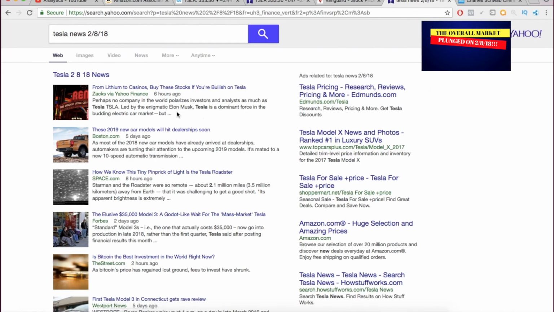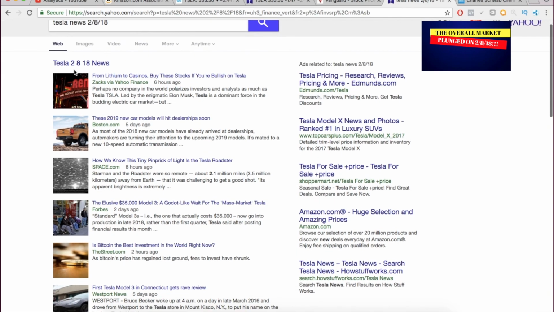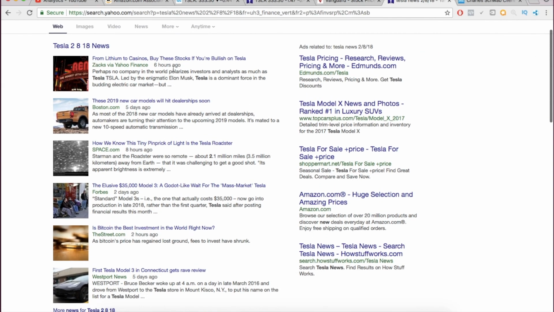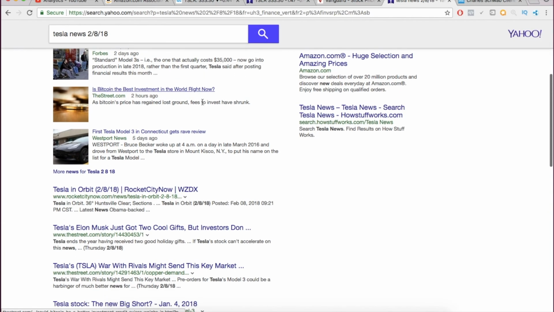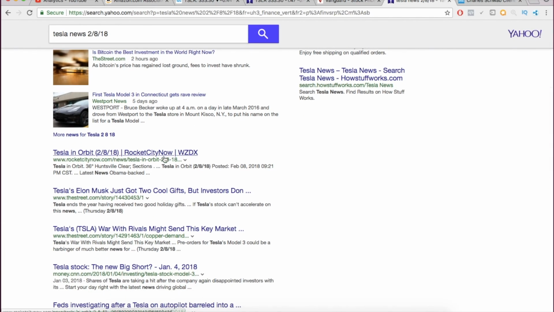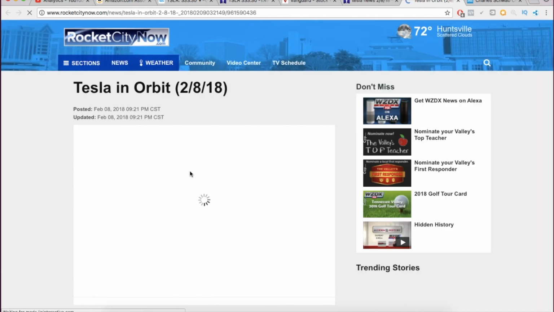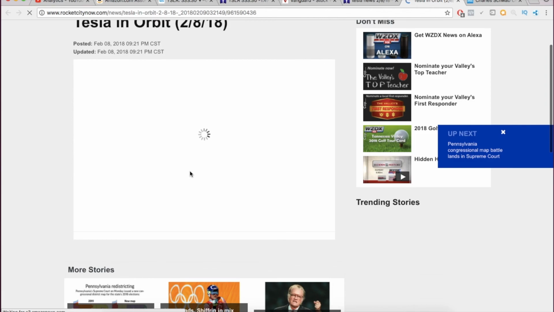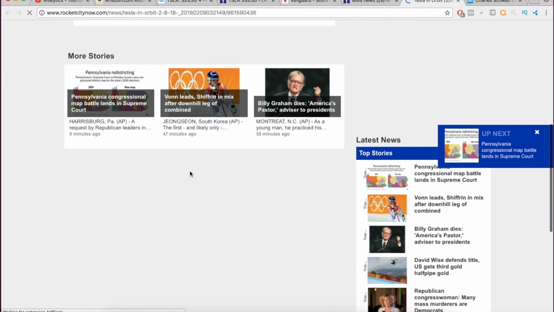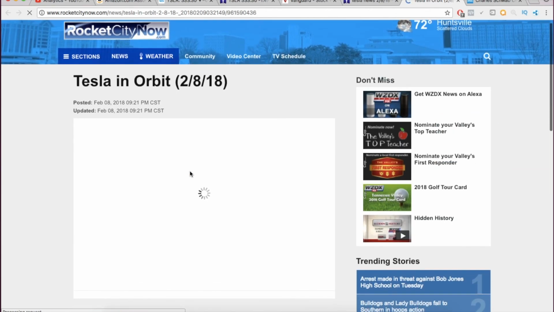Then you're going to take a look into this, and perhaps no company in the world polarizes investors, and then you have something about Tesla talking about what happened on that day. This was published 6 hours ago. You get the idea. Search 2/8/18, and you're going to understand what really happened on that day. So here, you get access to all of the news. If this hopefully loads faster.